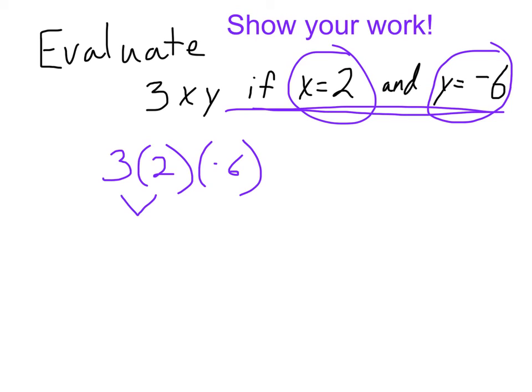Here again the commutative property lets me solve in any order. But you know what? I'm just going to go just like this. 3 times 2, I'm going to solve that one first, and that gives me 6. And now I'm going to multiply that by -6. I know when I multiply a negative and a positive, it's always going to be a negative. 6 times 6 is 36. So when I evaluate or solve that problem, here's my answer: -36.